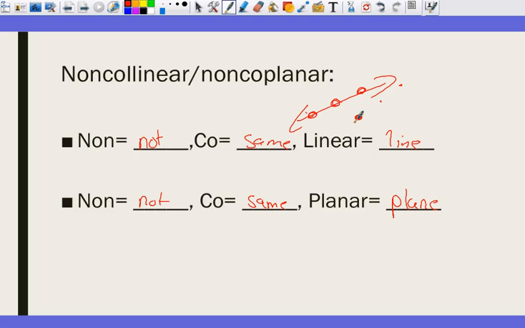You guys see what I'm saying? Let me move that pen so you can actually see it. All 4 of those dots are not on the same line. All right. Non-coplanar. This one's the hardest one to draw. I'm really bad at it.